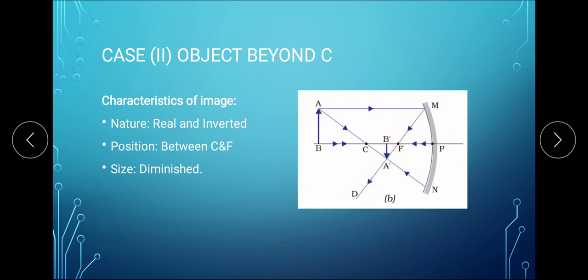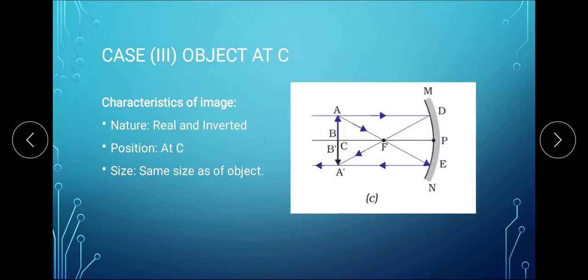So the 2 reflected rays are meeting at the point A dash. So the point at which the reflected rays meet is your image. So A dash B dash is your image. As you can see, the image is formed between C and F. Right students? So the position of image is between C and F. And the rays are actually meeting after reflection. So your nature of image will be real and inverted. And you can see as compared to object, the size of image is smaller. Therefore your image is diminished. So this is your case 2.